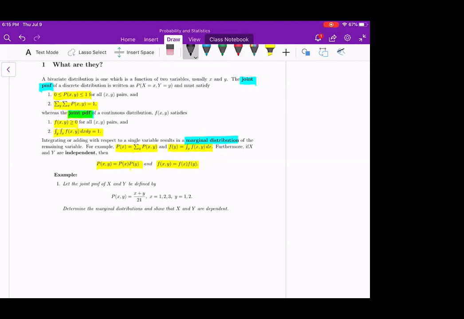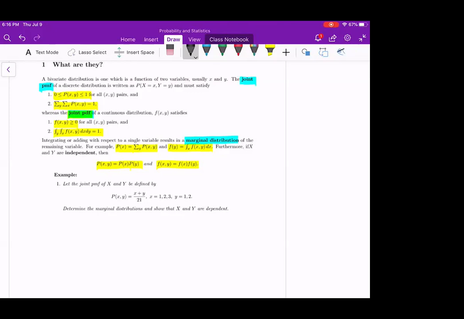The other hint, which is just because of my notation, is that I defined it as a capital P of. And so I use capital P for discrete and little f for continuous. So some notation might give that away also, but there's a few ways you could have deduced that. We want to determine the marginal distributions and show that X and Y are dependent. So let's first start with finding the marginal distributions.